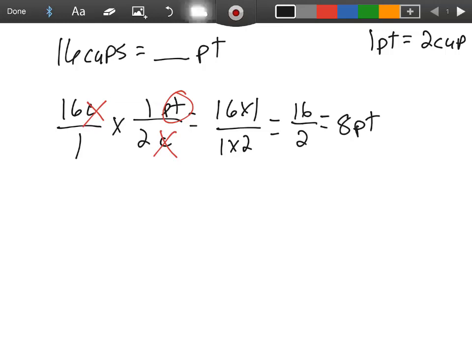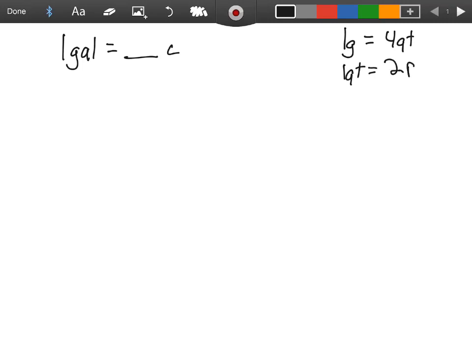Now sometimes you're going to have to convert more than just one small unit to the next biggest unit. Like for instance, let's say we want to know how many cups there are in 1 gallon. So 1 gallon is equal to how many cups? So now we have to go through a couple conversion factors. We know that 1 gallon was equal to 4 quarts, and we know that 1 quart is equal to 2 pints, and we know that 1 pint is equal to 2 cups.